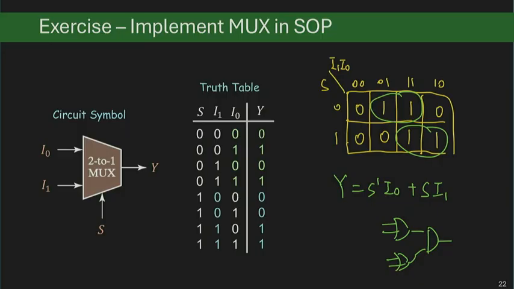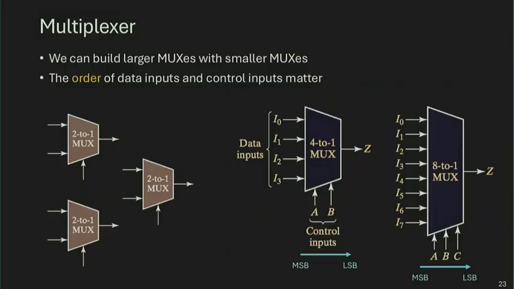This expression kind of makes sense. If S equals 0, then this one becomes a 0, this one becomes an I0, so Y equals I0. If S equals 1, this is 0, 1 dot I1 gives you I1, so Y equals I1. Right, a way to connect Y to different sources by asserting the selection signal. Yeah, any questions? So what I've just illustrated is a 2-to-1 mux, selecting between 2 input sources to 1 output destination.